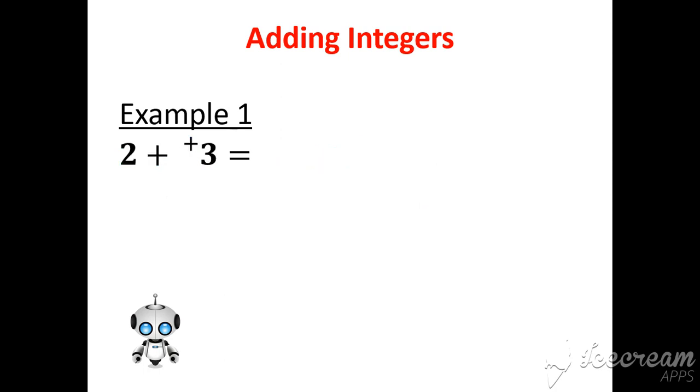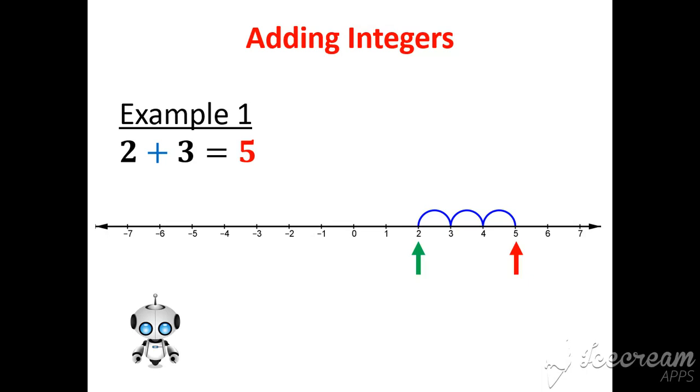Right, well, what's going on with this plus positive? Plus positive just becomes a plus. Plus positive, we don't need to write the positive. So 2 plus positive 3 should and could be just written as 2 plus 3, and 2 plus 3 is 5. We start at 2, we move to the right by 3 spaces to get to 5.